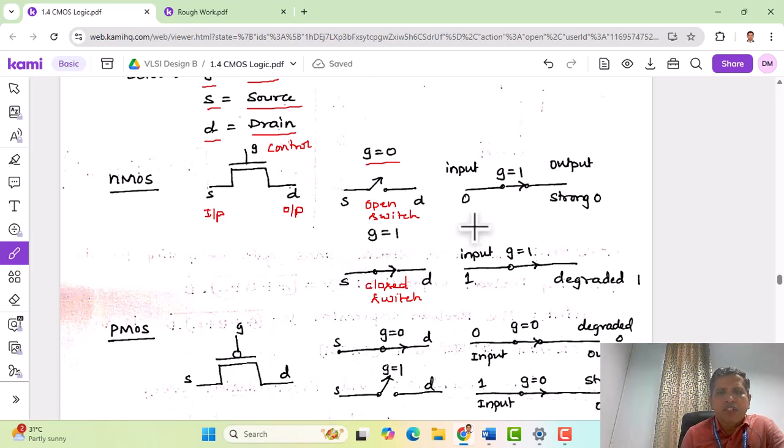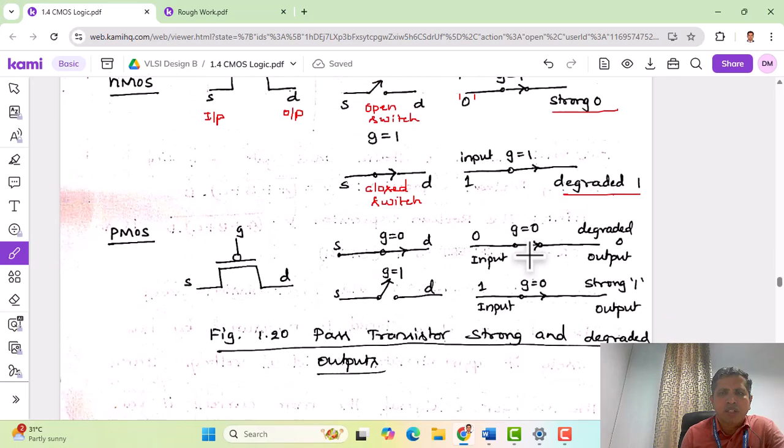Okay, so let us see how it passes. Now let us make this G as 1, and if we apply input as logic 0, the output is going to be a strong 0. We have already seen this. When the input is logic 1, the output will be the degraded one because NMOS fails to transmit 5 volts, therefore the output is degraded, not a perfect or strong one. That is the quality of NMOS as a pass transistor.